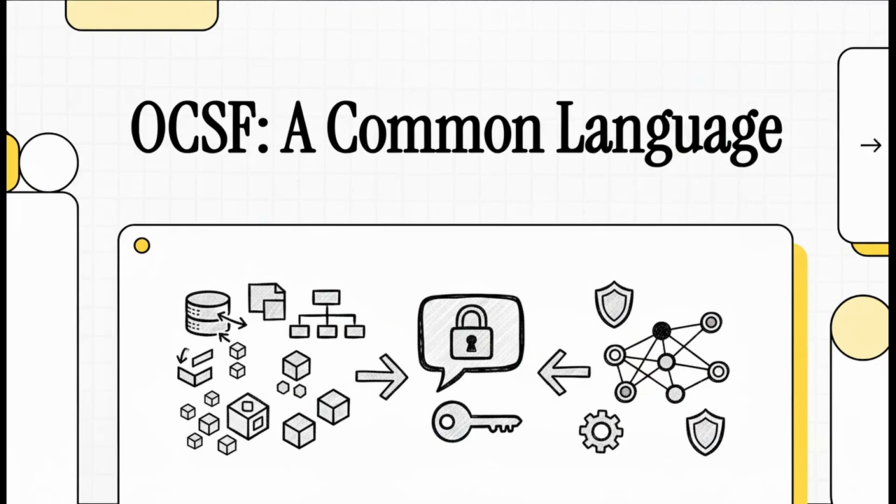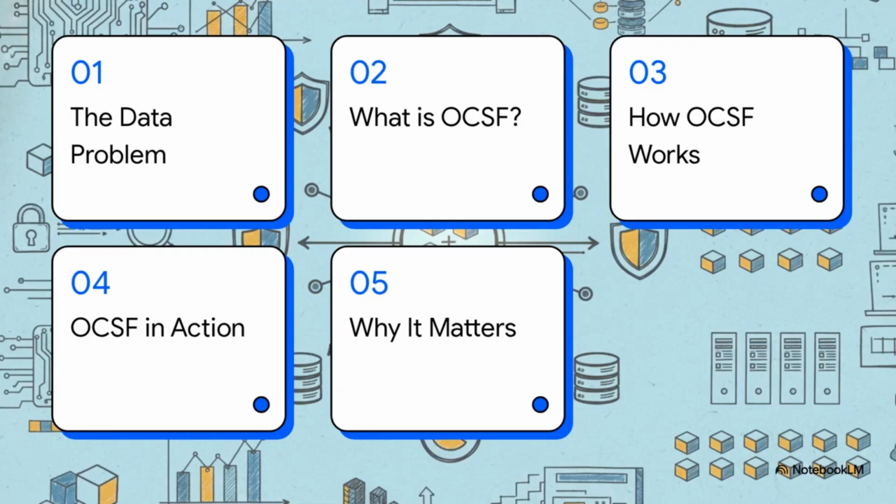All right, let's talk about a huge headache in cybersecurity, something that's been a problem for years: the fact that none of our security tools speak the same language. Today, we're going to break down the solution that's gaining massive traction. It's called the Open Cybersecurity Schema Framework, or OCSF, and it's all about creating a common language for our security data. Let's dive in.